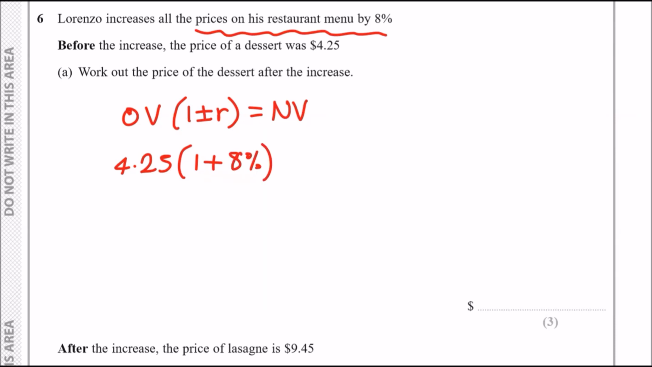Now be careful here. It says 8%, not 8. So it's not going to equal 9%. In your calculator, you've got a percentage button. So you make sure you write carefully 1 plus 8%. If you can't find a percentage button, then just convert 8% to 0.08. So it's going to be 1 plus 0.08. And this will give us the new value. So literally just smash this all at once in your calculator. And doing so, you're going to get exactly $4.59.